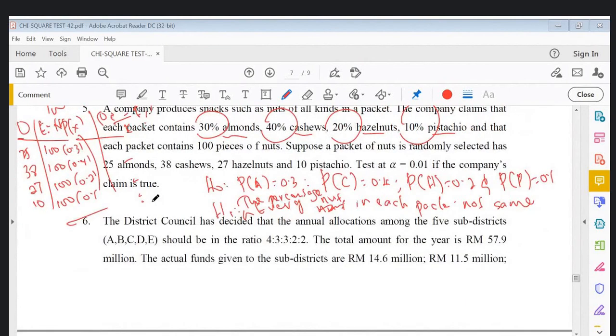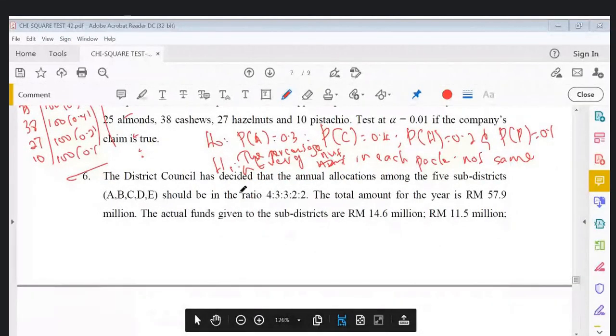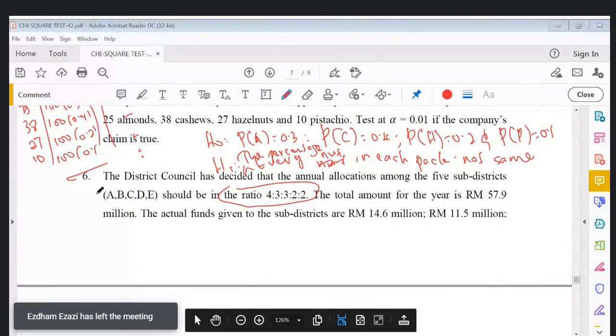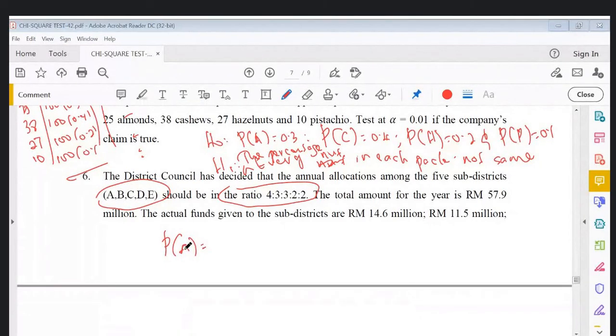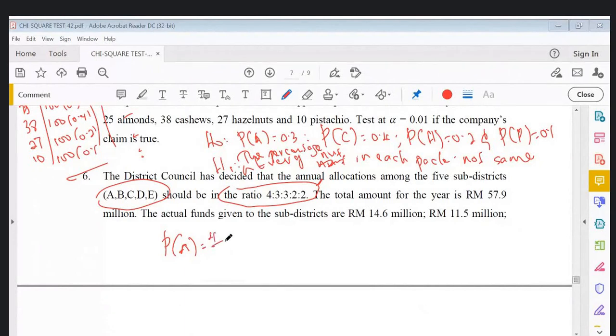Okay, the number 6. What is the probability? We look at this one, it is the ratio. The ratio for A, B, C, D. What is the probability for PA? From here, from the ratio. Okay, 4 over 14.